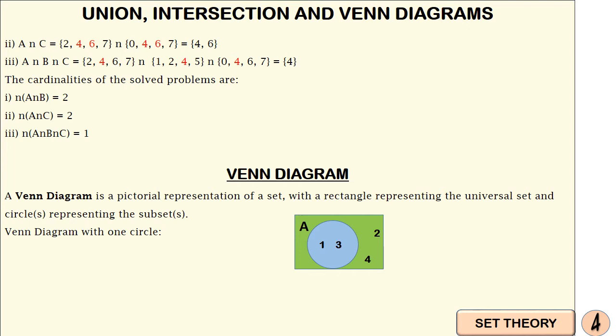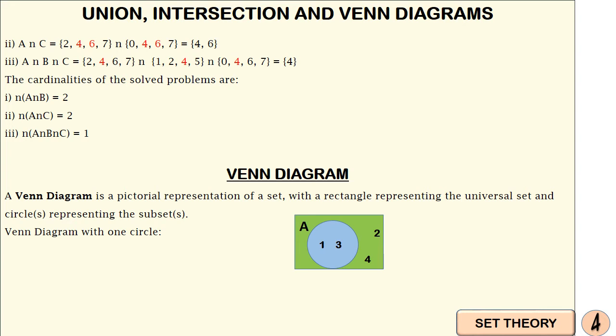One fantastic way of representing sets is by making use of diagrams, and a very good example is the Venn diagram. A Venn diagram is a picture representing a set with a rectangle that represents the universal set, and a circle in the case of one subset, and two or more depending on the number of subsets. Let's begin by considering a universal set that has one subset.